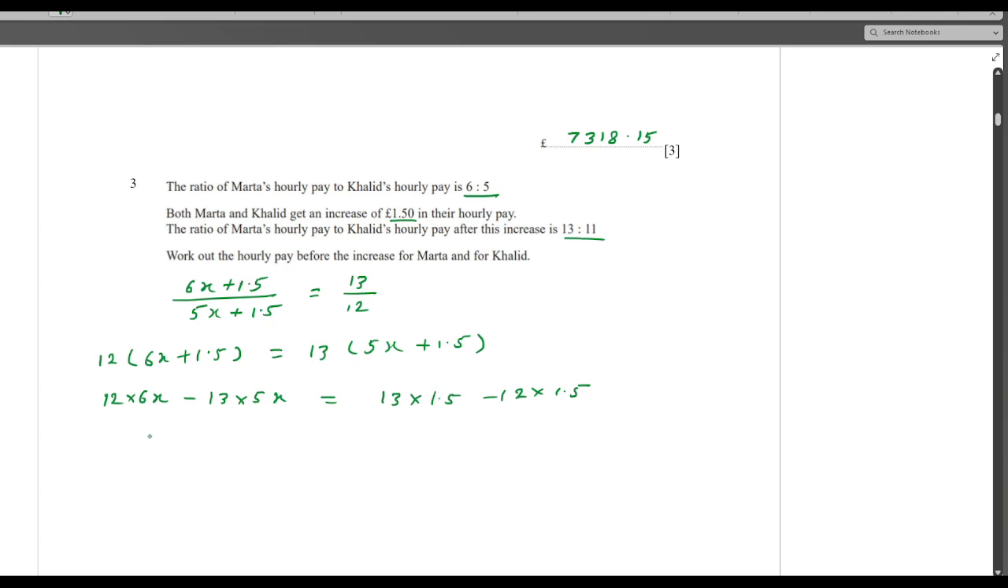So 11 times 6 minus 13 times 5 will give me 1. So here it is x is equal to 13 minus 11, which is 2, times 1.5. Right hand side it is 1.5. Therefore, the value of x is 1.5 divided by 7.